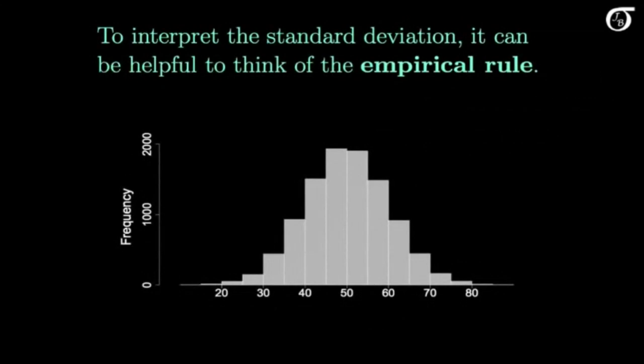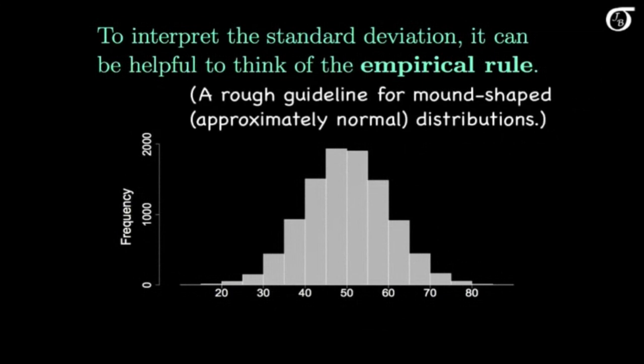To interpret the standard deviation, it can be helpful to think of the empirical rule. The empirical rule is a rough guideline for mound-shaped distributions. Distributions that are bell-shaped or approximately normal, like the distribution we see here. We run into this type of distribution frequently.